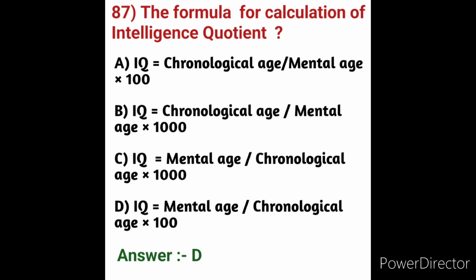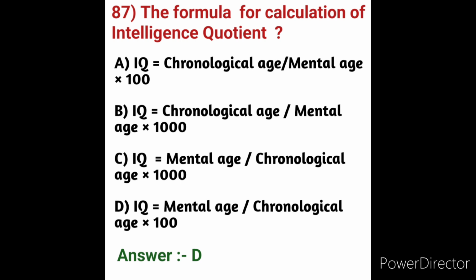This number represents a person's responding and reasoning abilities. IQ levels will be monitored. Option D is the correct answer.